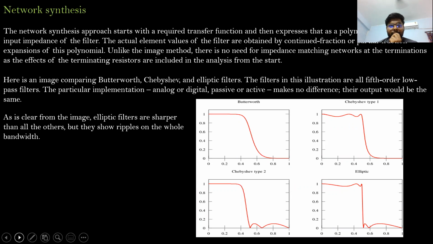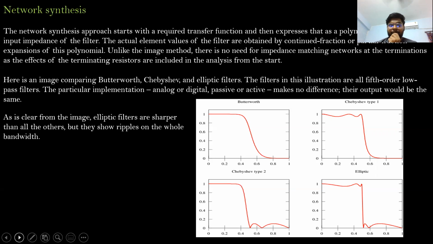The network synthesis approach starts with the required transfer function and then expresses that as a polynomial equation of the input impedance of the filter. The actual element values of the filter are obtained by continued fraction or partial fraction expansion of the polynomial. Unlike the image method, there is no need for impedance matching networks at the terminations, as the effects of the terminating resistors are included in the analysis from the start.